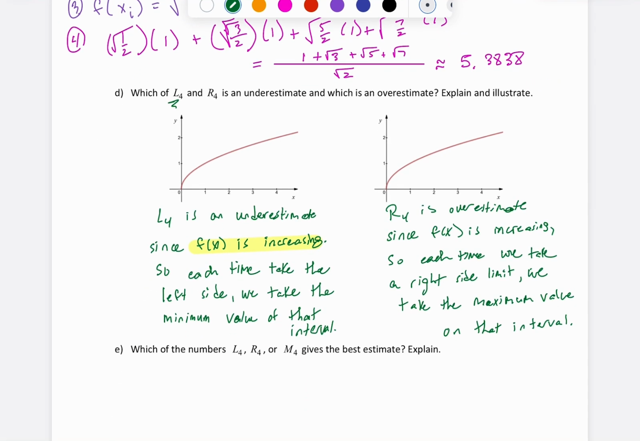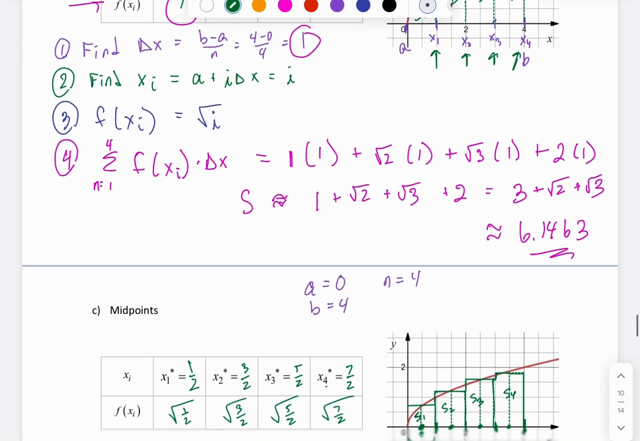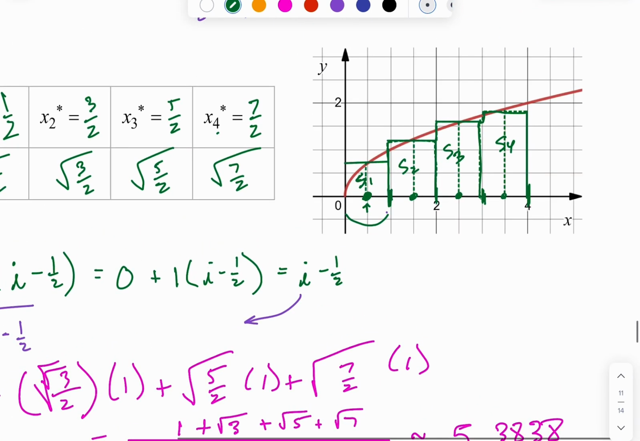So most likely M4, the midpoint, would have been the best estimate, since it has a little bit of under and a little bit of over. On the midpoint graph, you can see there's a little bit of under space, but there's also a little bit of over space. Maybe those even cancel each other out.